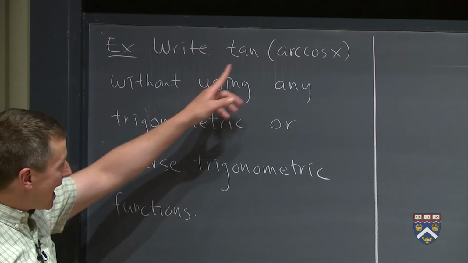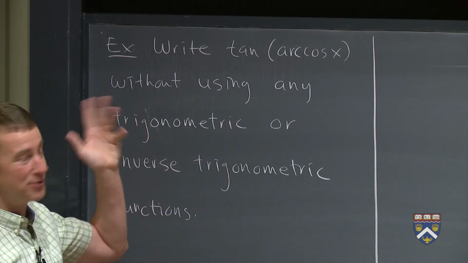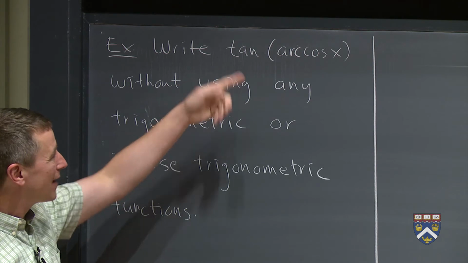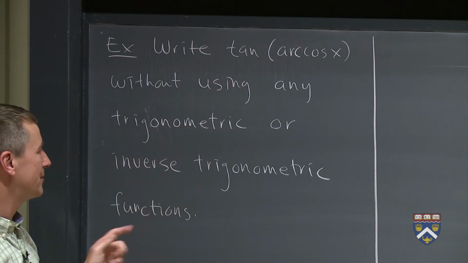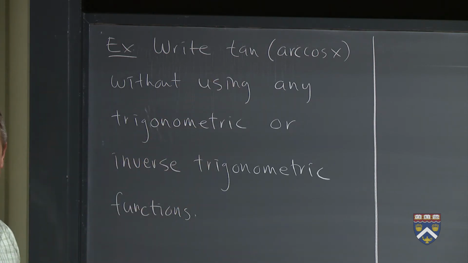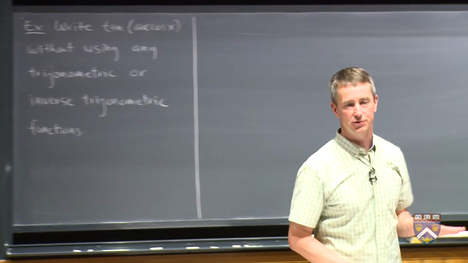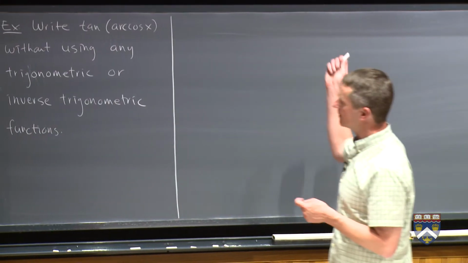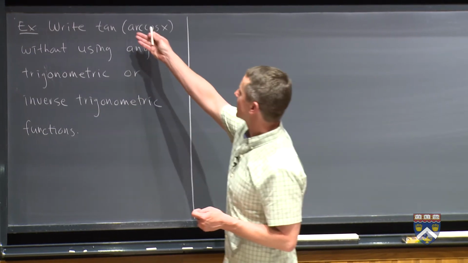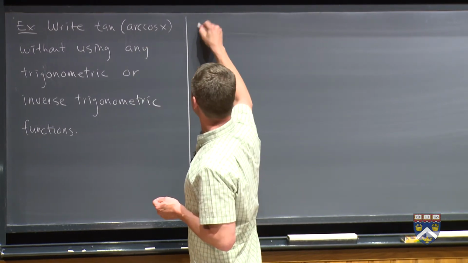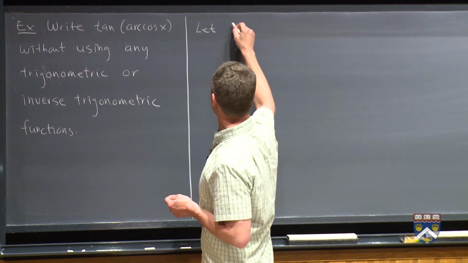So we're going to succeed at that point in rewriting all of those without using any trigonometric or inverse trigonometric functions. There's always a way to simplify these so that you don't have any trig or inverse trig functions. We're going to do something similar to what we did there. We're going to start with this arc cosine of x. And let's remember what arc cosine of x is.